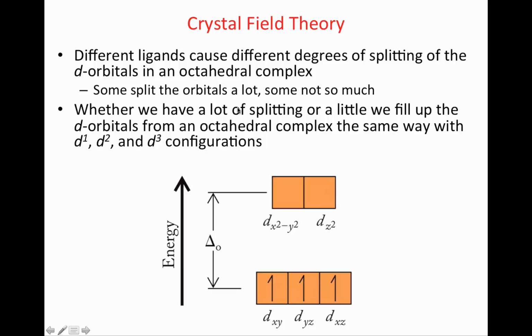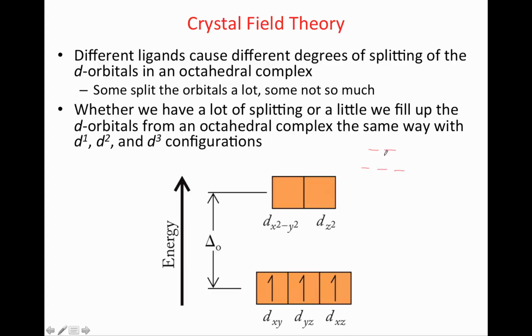And it turns out that whether we have a lot of splitting or just a little bit of splitting, it doesn't make any difference when we just have a few electrons. But when we have a few more electrons, it is going to make a difference. So I think we can illustrate this in the following way. So I'm going to draw my d orbitals like this. So these right here are the off-axis orbitals. This is representing the dxy, the dyz, and the dxz. That's down here. And then over here I have the dx squared y squared and dz squared orbital.